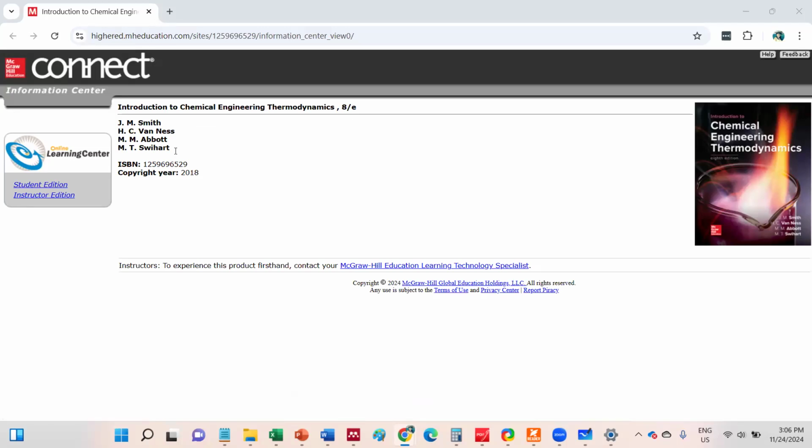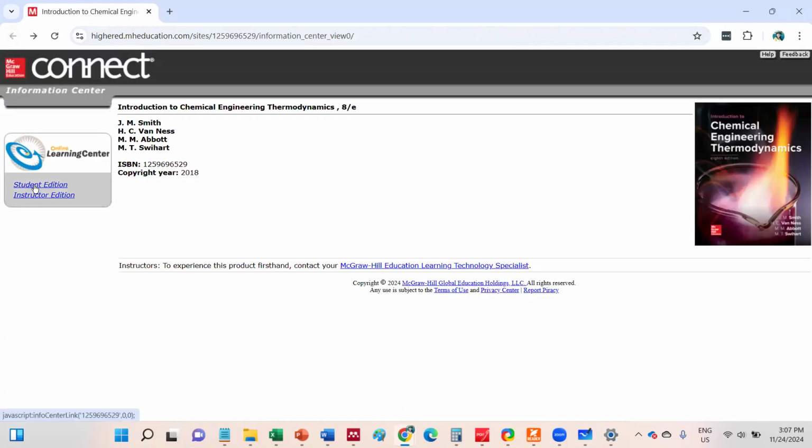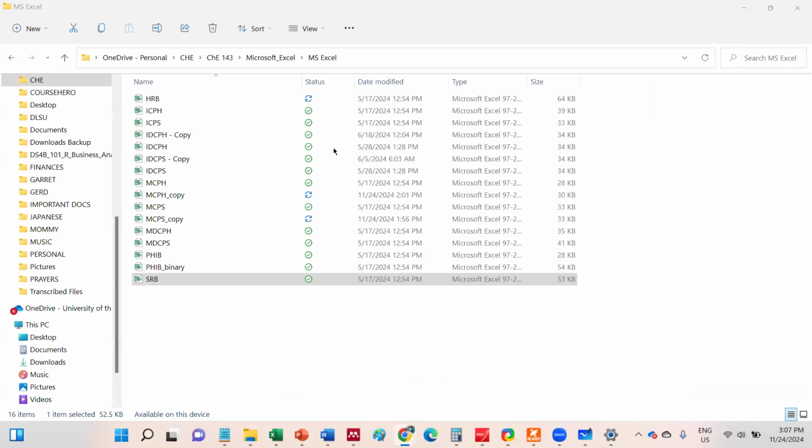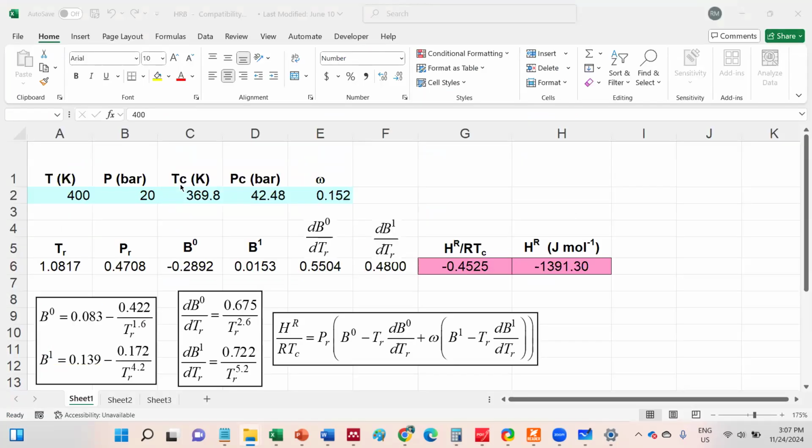You can go to this site. I will give you the link. Let me check if it's available. You can download the calculators. I think you have to log in and then you can download them. Can you see it? That link is from Smith and Van Ness. These are Excel files with built-in formulas. One of the Excel files would be this one.